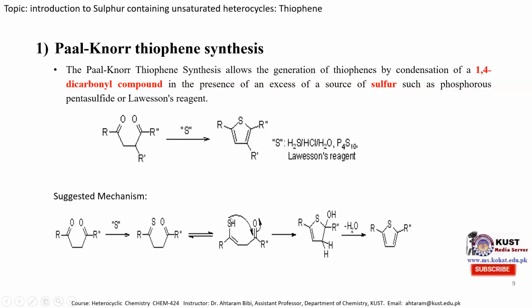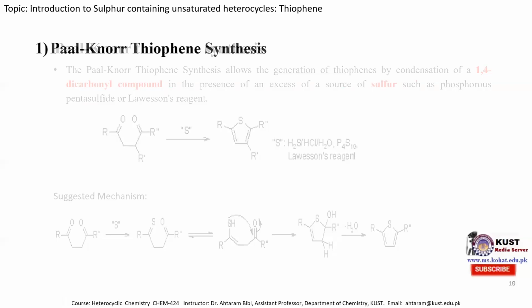Then in the second step, the lone pair of electrons of the sulfur attacks the second carbonyl group, producing another intermediate species. When a water molecule is eliminated, hydrogen from here and hydroxyl from here, one can obtain the substituted thiophene molecule. This is one of the suggested mechanisms.